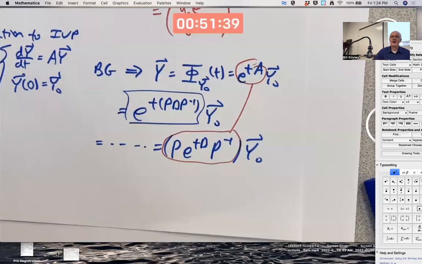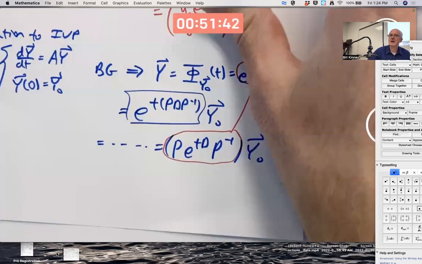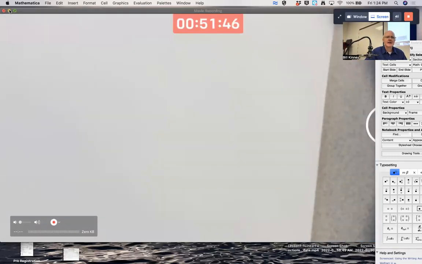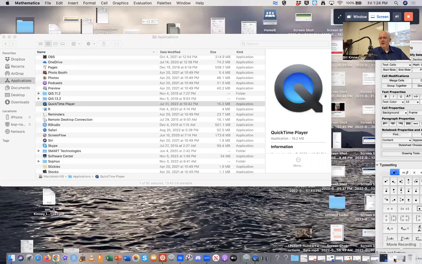Let's confirm it works with Mathematica, and that'll be the end. And then we'll just end class early today. You can decide if you want to work on homework or not.